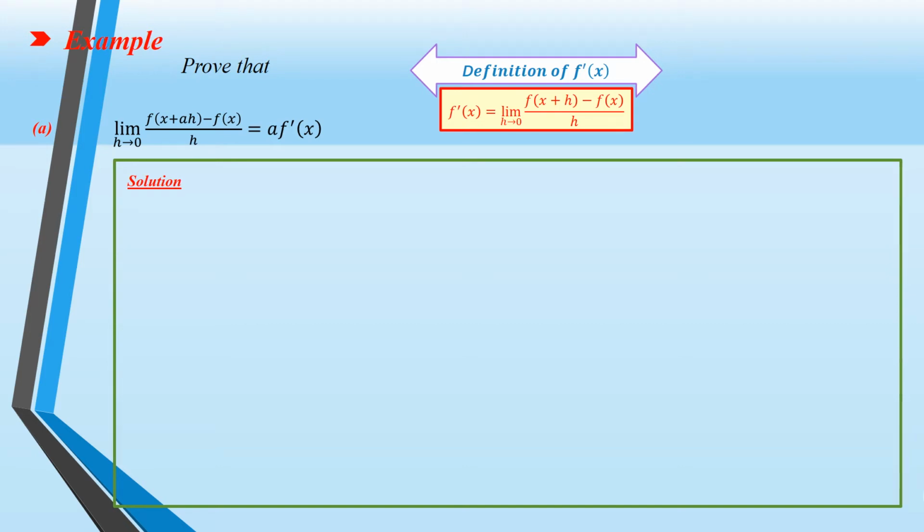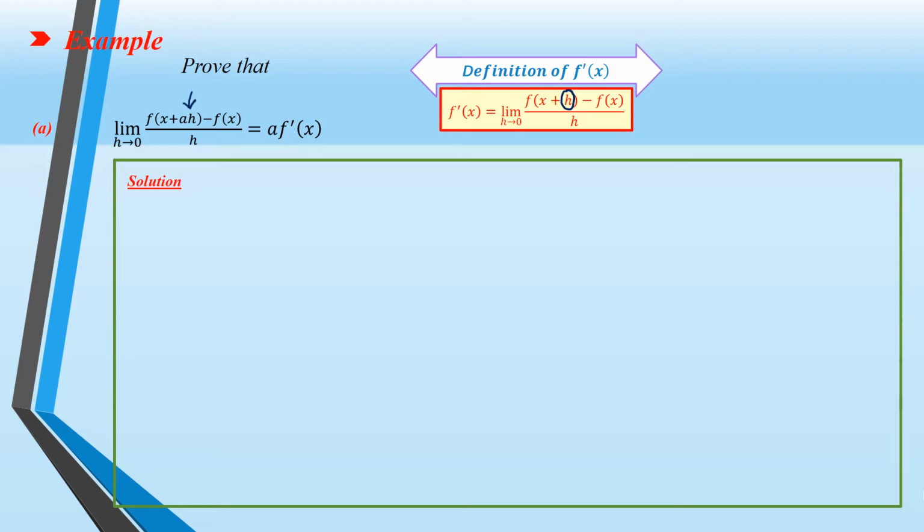Hi everyone, and in this video we'll talk about some examples related to the definition of the derivative. So the first part in this example, you have to prove that limit of f of x plus ah minus f of x divided by h equals a f prime of x. As you know, this is the definition of f prime of x, so you have to see in this definition that we have x plus h only, and you have to prove that f of x plus ah.